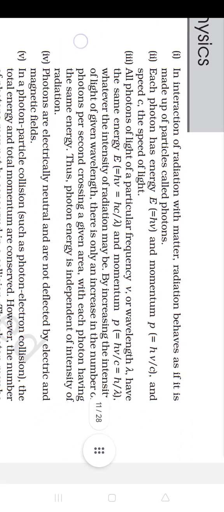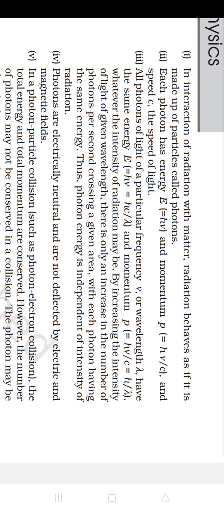1. In interaction of radiation with matter, radiation behaves as if it is made up of particles called photons. 2. Each photon has energy E equal to hν and momentum p equal to hν upon c, and a speed c, the speed of light. 3. All photons of light of a particular frequency ν, or wavelength λ, have the same energy and momentum, whatever the intensity of radiation may be. By increasing the intensity of light of given wavelength, there is only an increase in the number of photons per second crossing a given area, with each photon having the same energy. Thus, photon energy is independent of intensity of radiation.